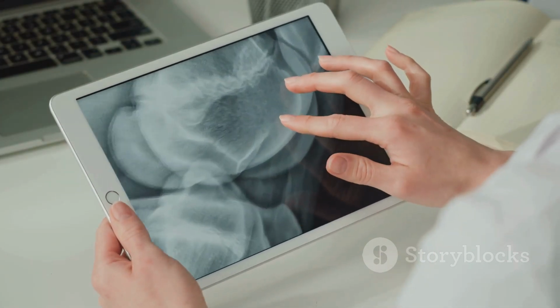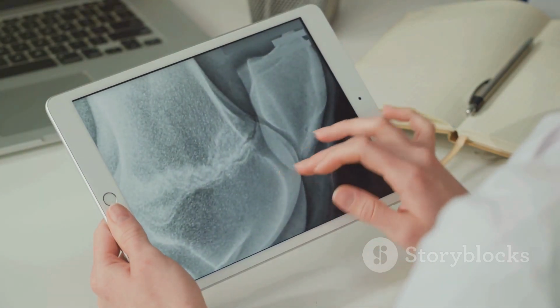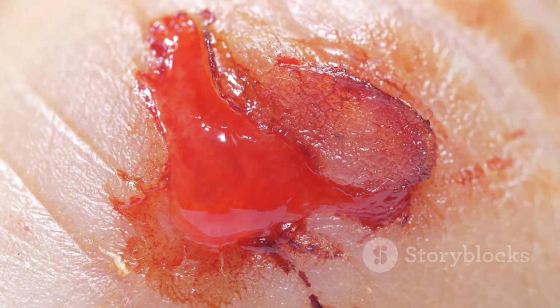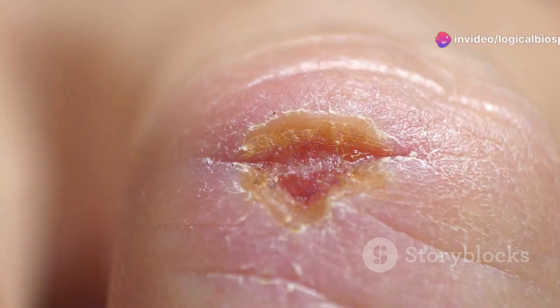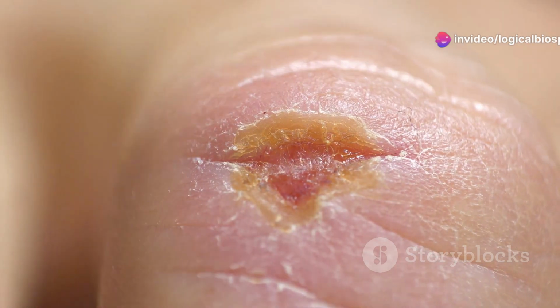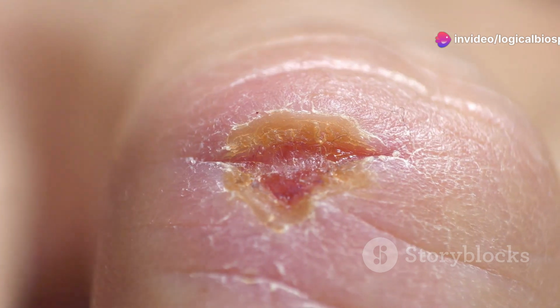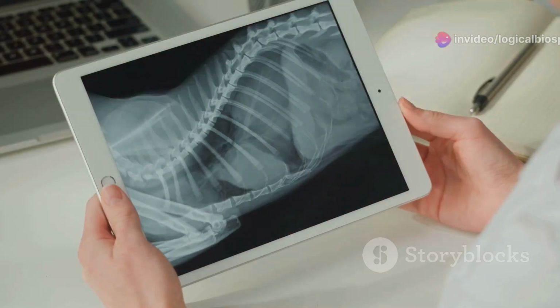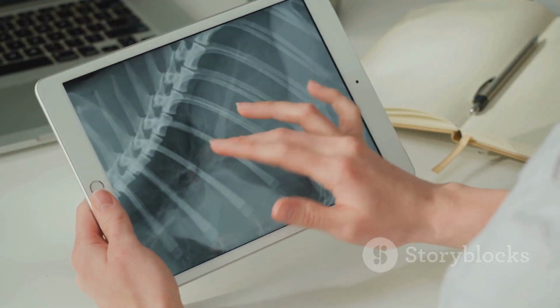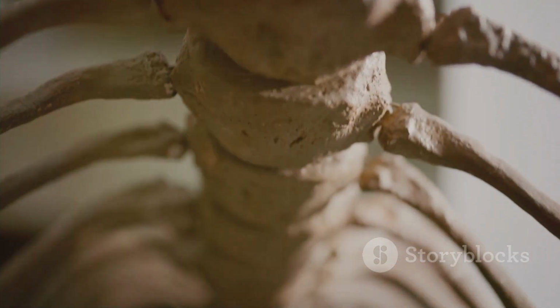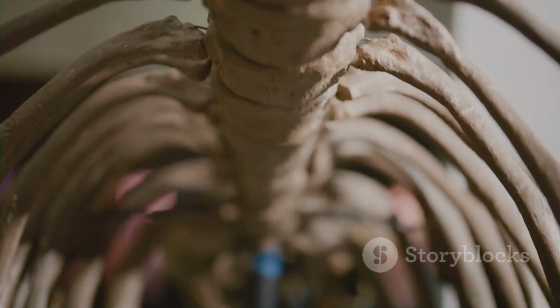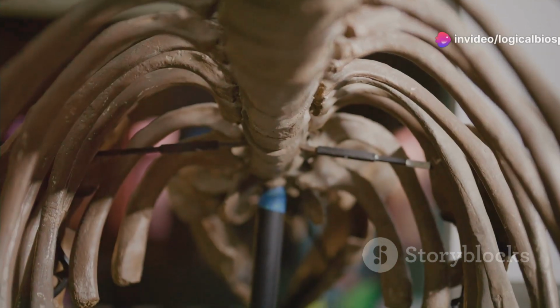When a bone is fractured, the body initiates a multi-step repair process. First, the formation of a blood clot, or hematoma. Immediately after the fracture, blood vessels in the bone and surrounding tissues are damaged, forming a clot. Then the formation of a soft callus. Over a few days, the clot is replaced by a soft callus made of cartilage and fibroblasts.